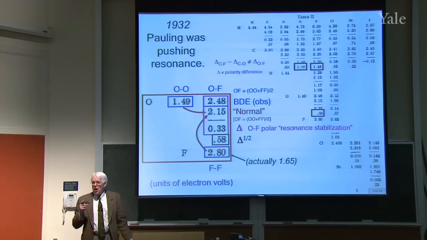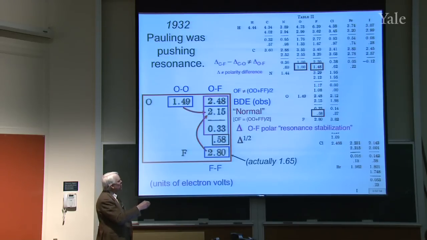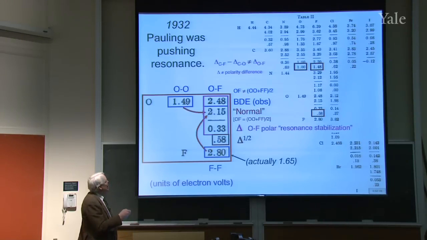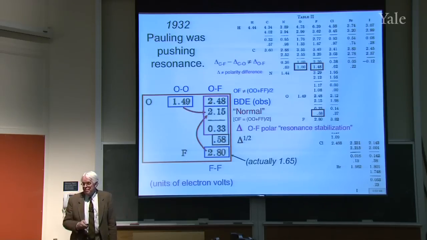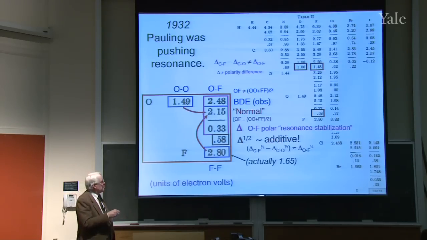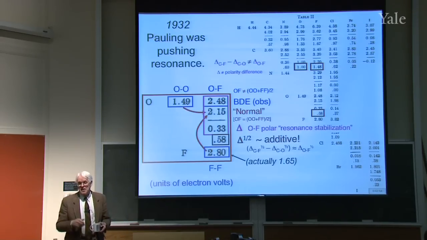He tried taking the square root of delta. That's the brown numbers here. So this is the square root of those stabilizations. And now you see something interesting: the difference between CO and CF is the difference between O and F. Pretty close, right? So the square roots are about additive. Now, I don't think he had any good theoretical reason to say it should be the square root, but he fiddled with the numbers and he noticed that it worked.